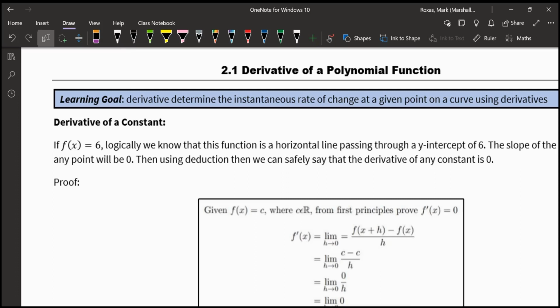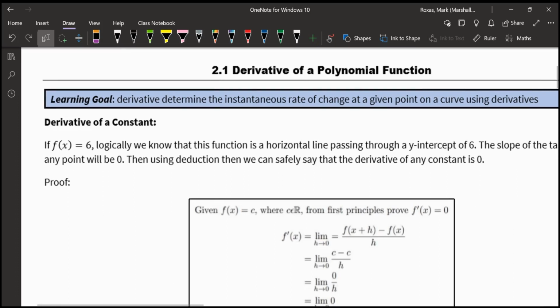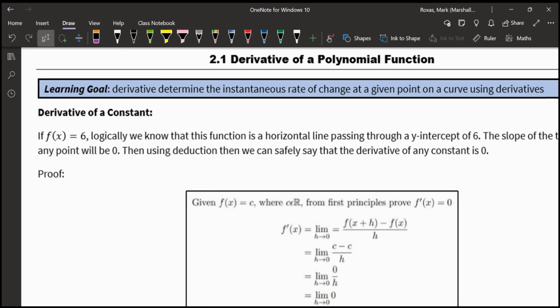Okay, chapter 2.1. Here we're going to begin chapter 2, where we're going to talk about derivatives, different ways to calculate a derivative without using first principles. In fact, shortcuts. Okay, let's start with the constant. A constant function. Let's look at this one. f of x equals 6.